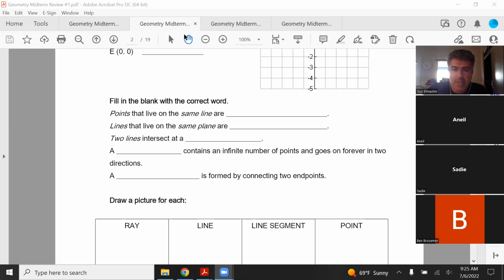Points that live on the same line, we say are collinear. Points that live in the same plane are coplanar. Two lines intersect at a point. A line contains an infinite number of points that goes on forever in two directions. And an angle.